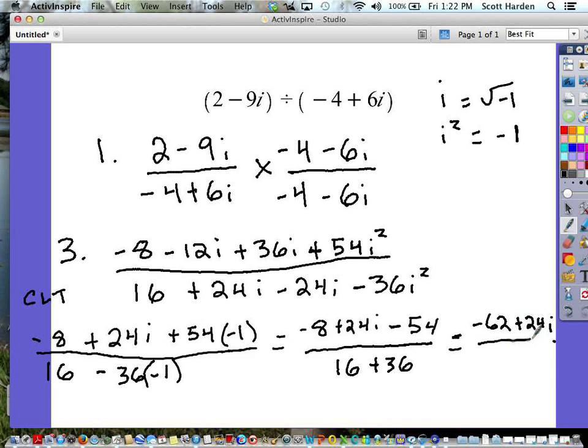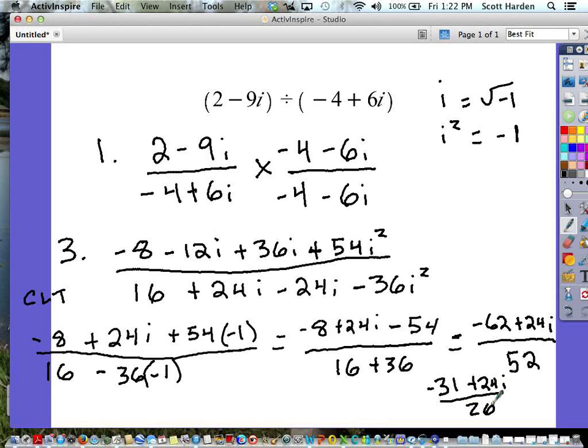Even we make mistakes. That's the first time it's happened, though. It is the first time, Coach. 16 plus 36 is 52. Now at this point, can negative 62 go into 52 evenly? Well, no, not really. They both are divisible by 2, though. So if I divide both of them by 2, 62 divided by 2 is 31. It'd be negative 31. I keep the 24i. And on the bottom I can get 26.